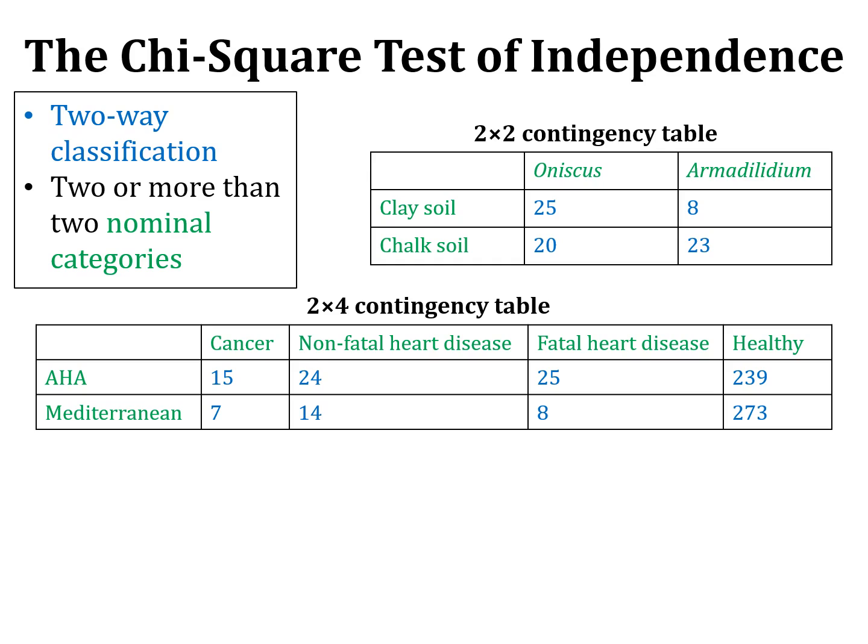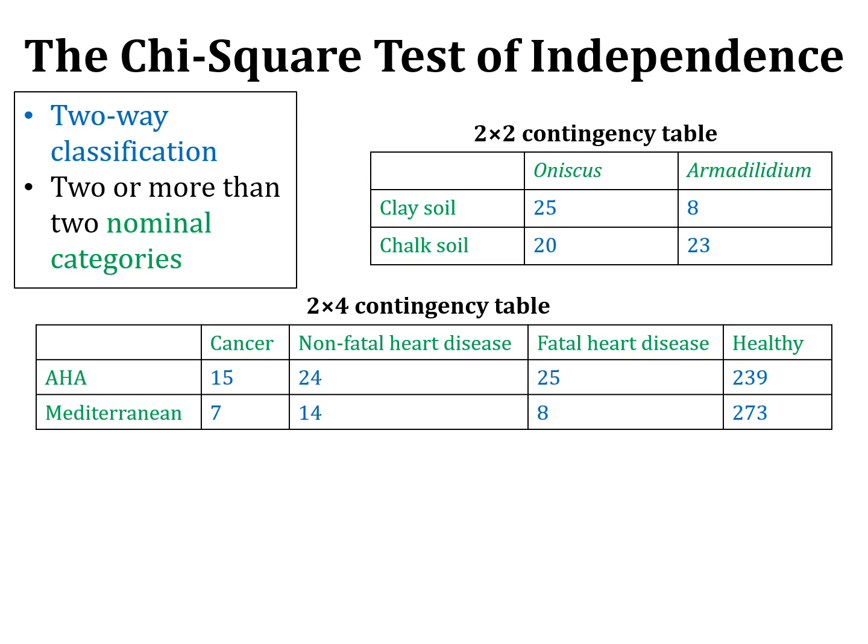So this is a 2 by 4. Diet is presented in rows, and the other variable, which is the health status, is presented in columns. So 15, this cell, represents the number of cancer cases on the American Heart Association recommended diet. And 7 represents the number of cancer cases using the Mediterranean diet. 24 is the number of non-fatal heart disease cases on the AHA diet, and 14 is the number of non-fatal heart disease cases on the Mediterranean diet.